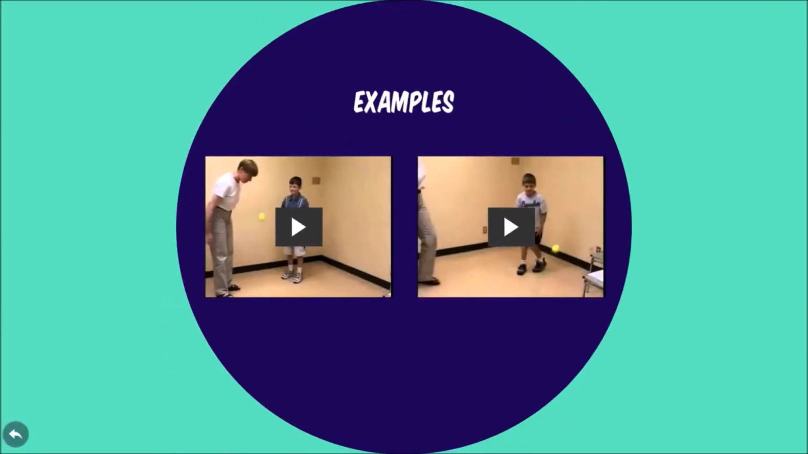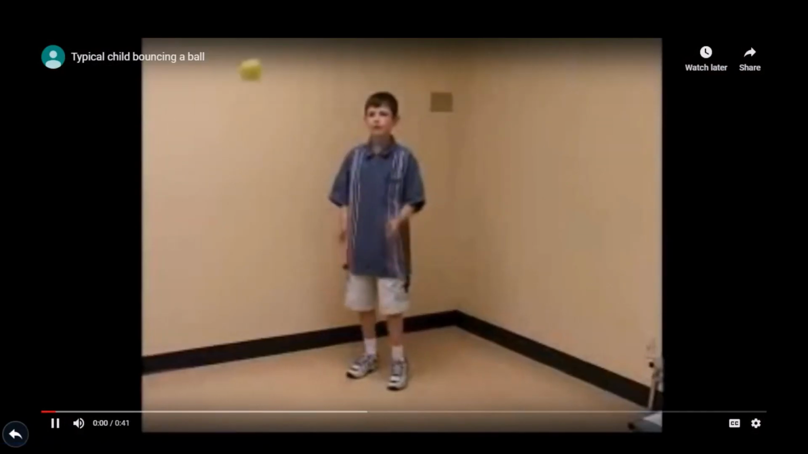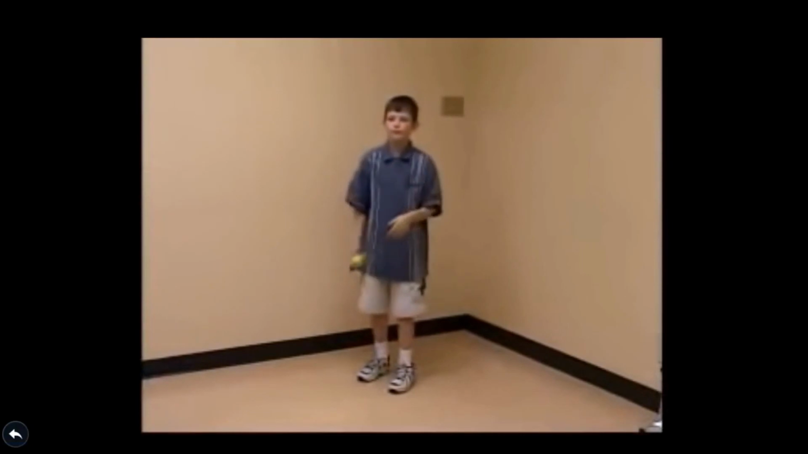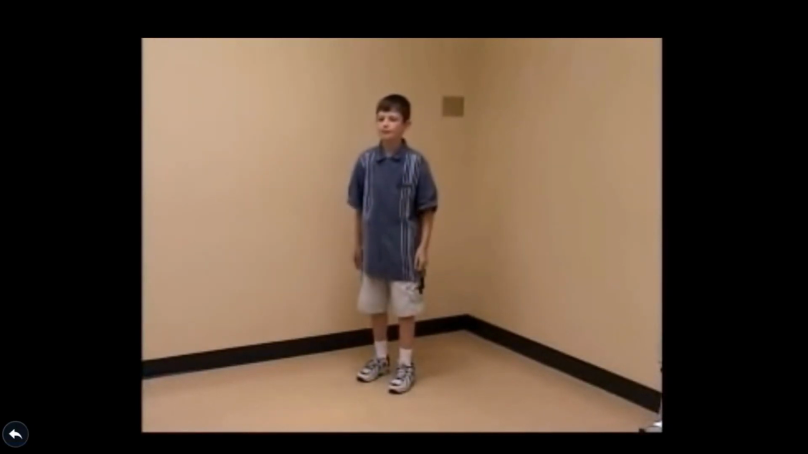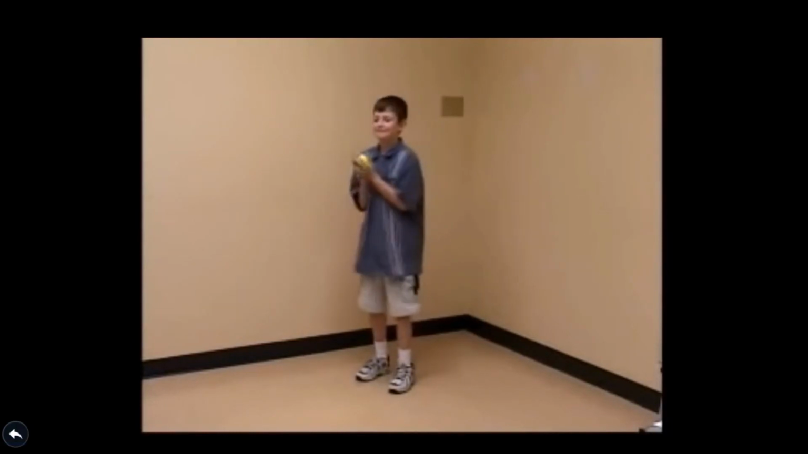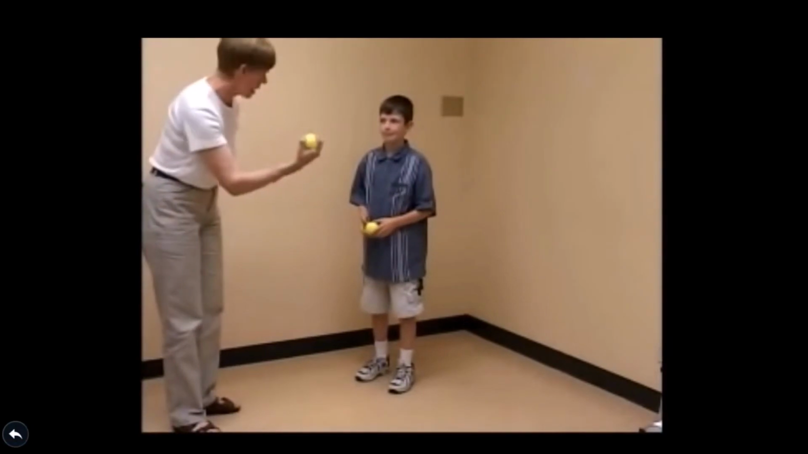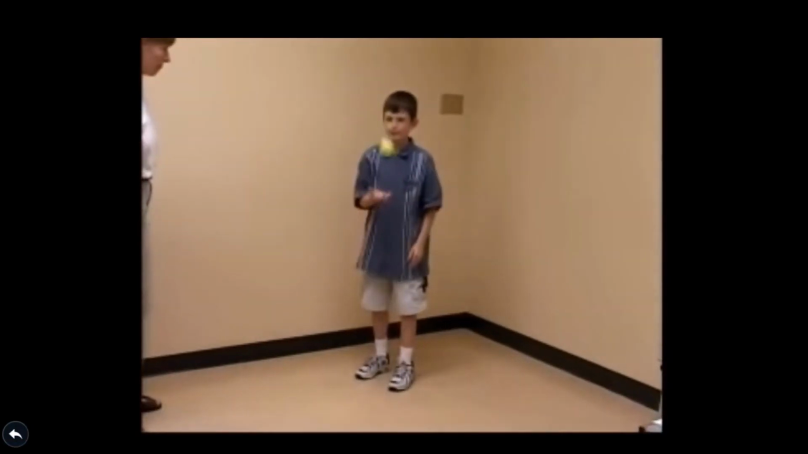Here are 2 examples. One is an individual who doesn't have DCD and the other who does have DCD. This is a typically developing 10-year-old boy. There are several key features to observe in his movement patterns. First of all, he demonstrates the expected ability to stabilize his body or trunk while simultaneously isolating hand and arm movements.